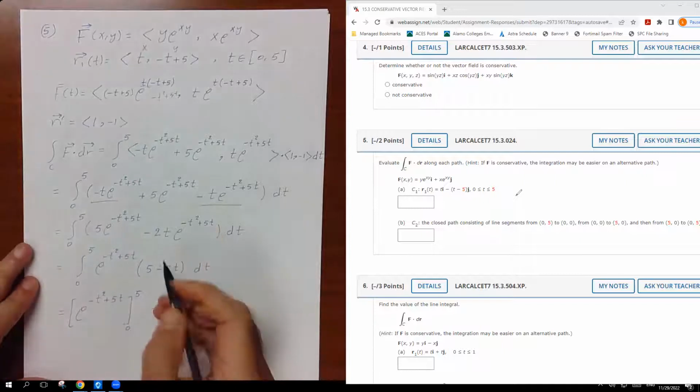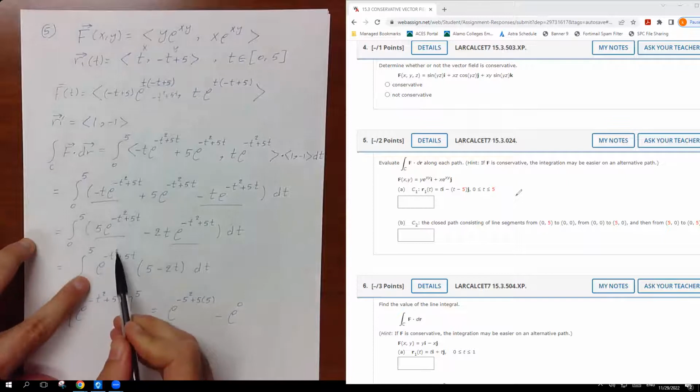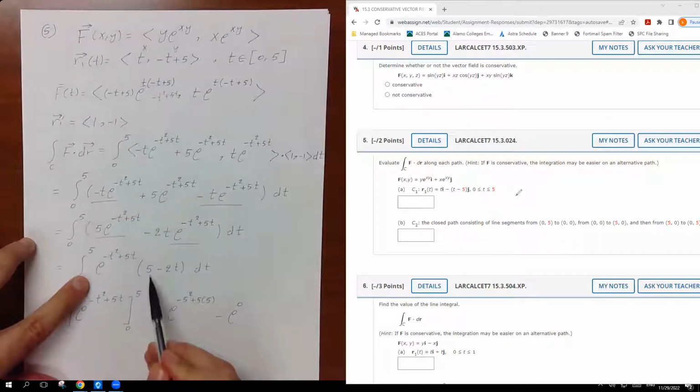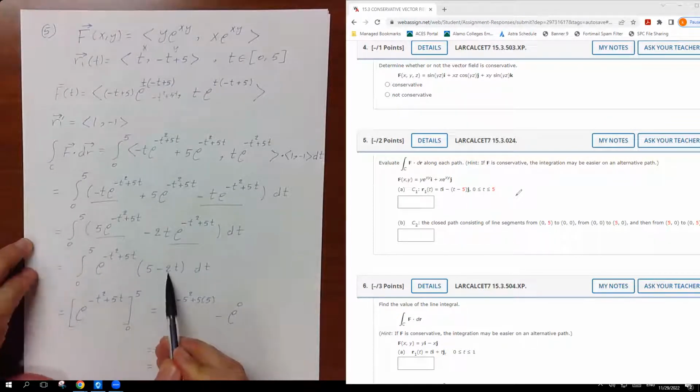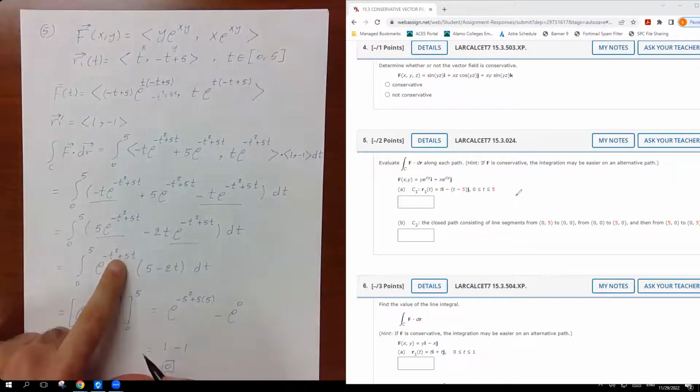Next step, I'm going to factor out e to the negative t squared plus 5t. So what's left is going to be 5 minus 2t. So in this case, you're going to let everything here be u.